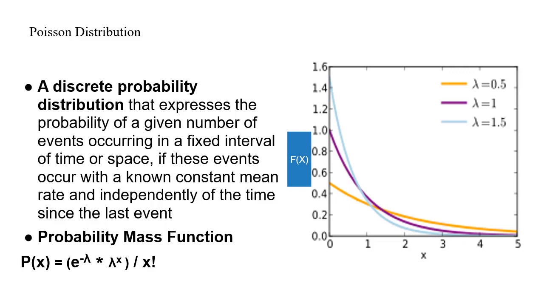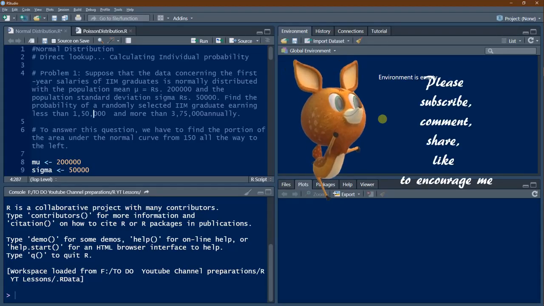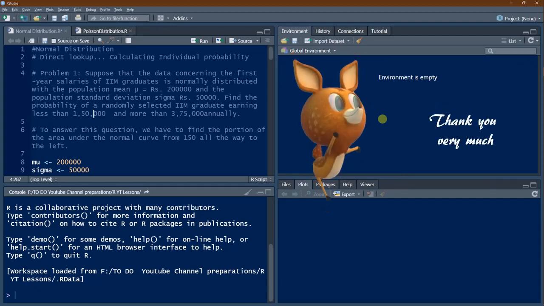Now let's go to RStudio. For today's session, I have made two programs. One is normal distribution .r, other one is the Poisson distribution .r.